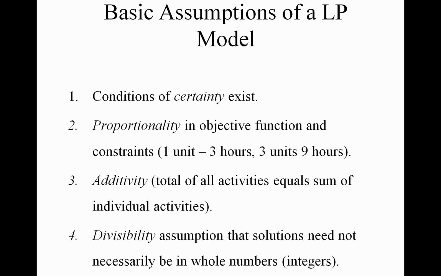Like for example, when you fill up your gasoline in your car, it's not going to be 1 gallon, 2 gallons, 3 gallons. It's going to be 2.33 gallons or 5.75 gallons. So those numbers are continuous. That's that assumption 4, divisibility.